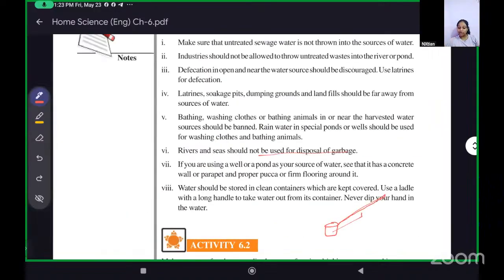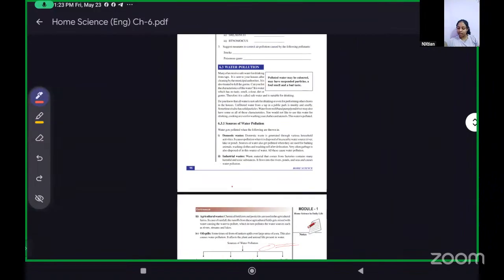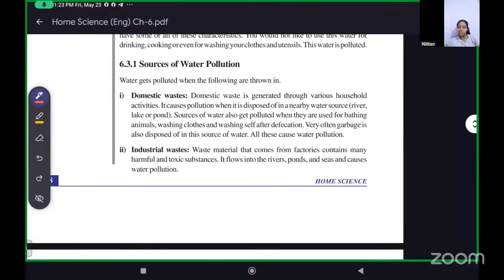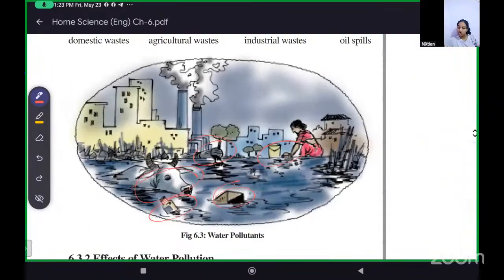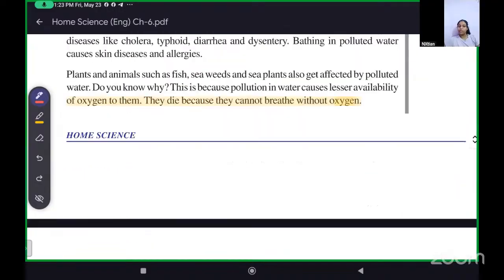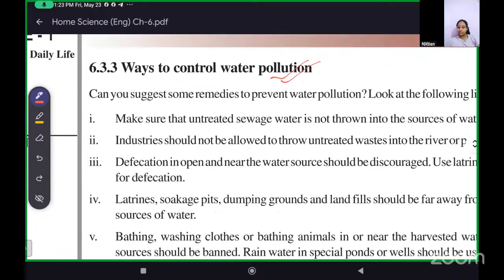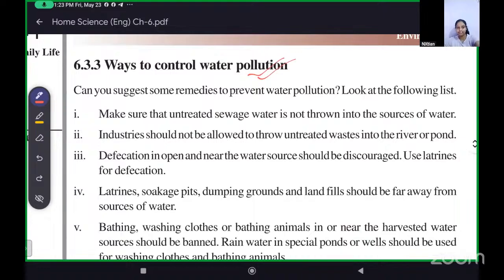Any doubt till now? We did sources of water pollution, effects of water pollution, and ways to control water pollution. Any doubt, any question? No? Okay.